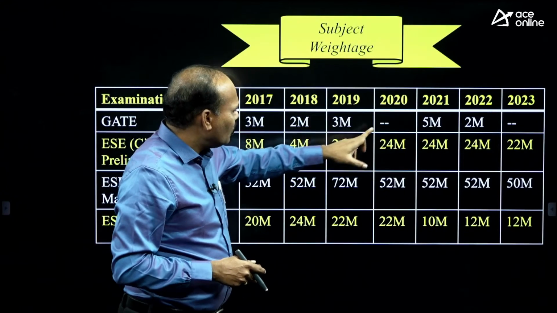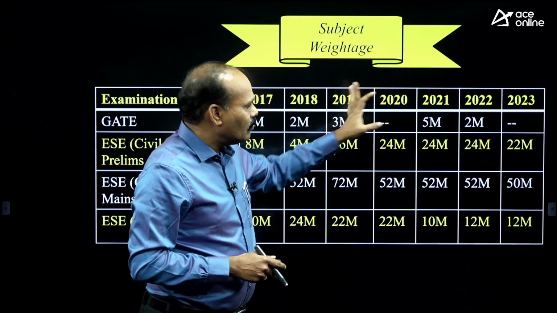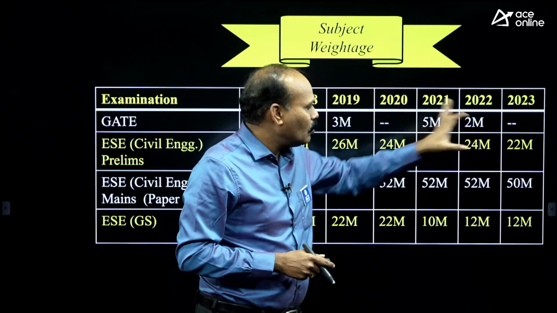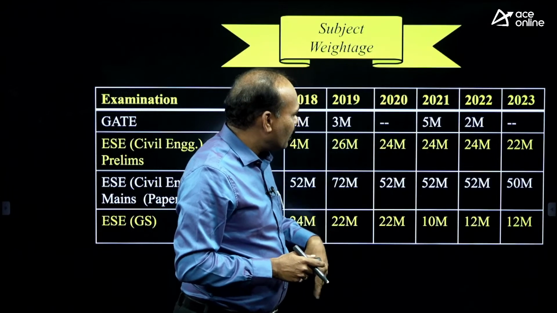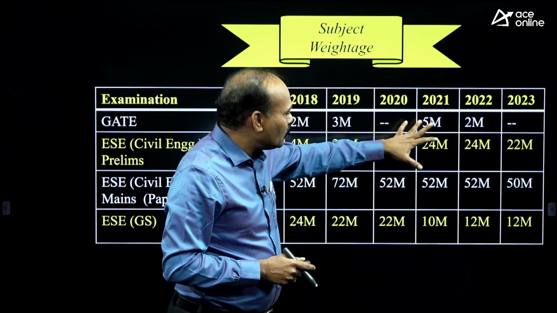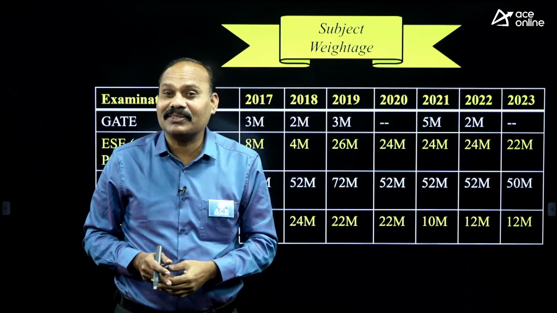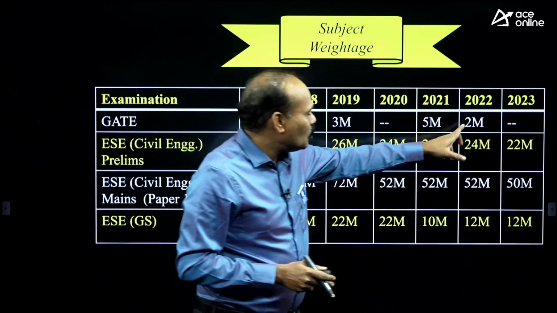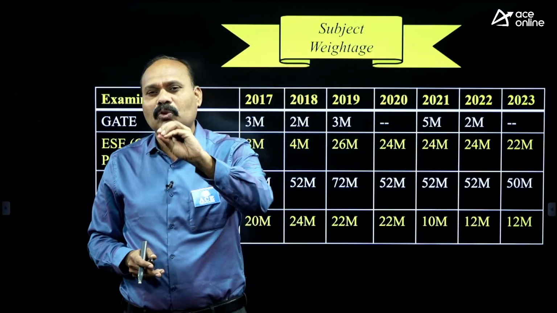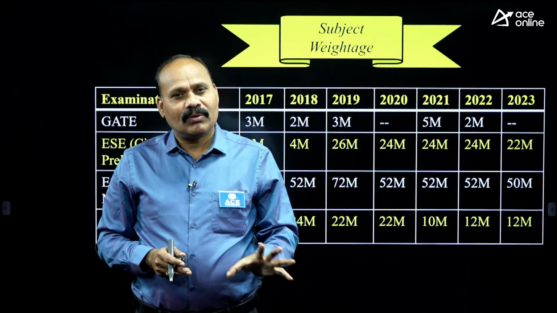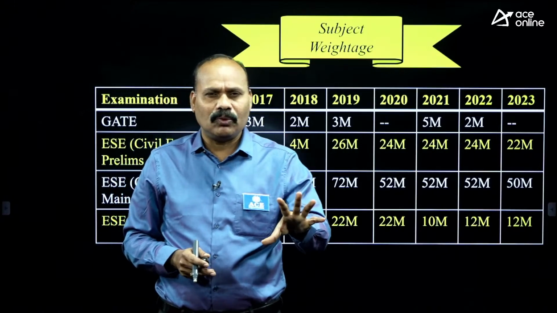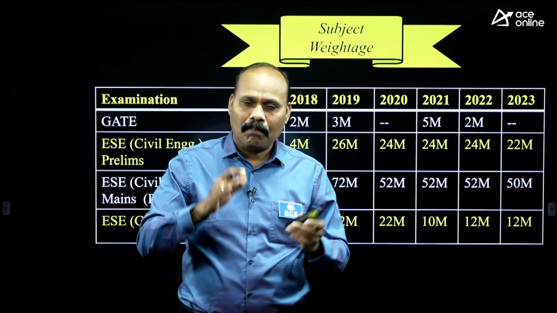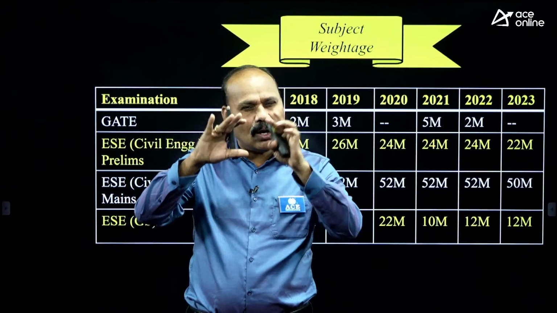If you see this, in 2020, no marks. In 2023, no marks. But if you look at the 2021 paper, 5 marks, and next, 2 marks. So at least you will get 2 marks. Those who are preparing for GATE, don't neglect this subject. Only network diagrams, bar charts, CPM and PERT, just an outline.